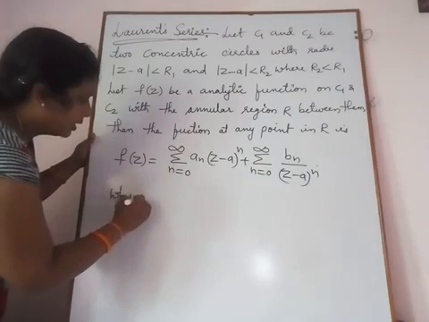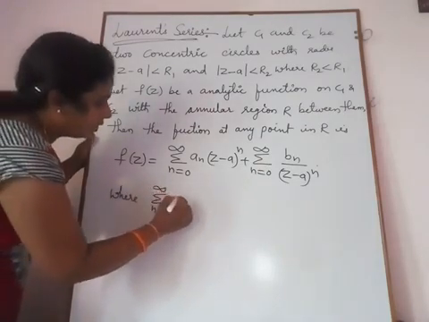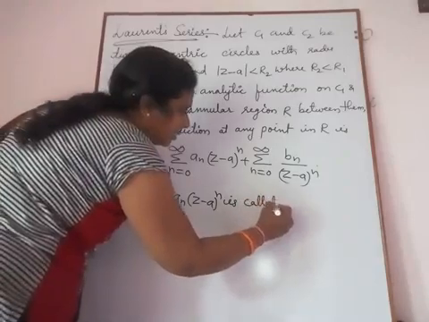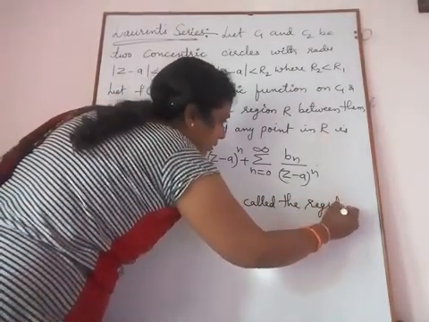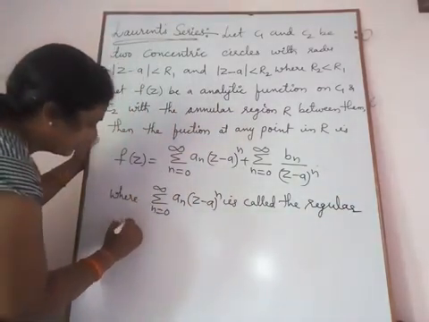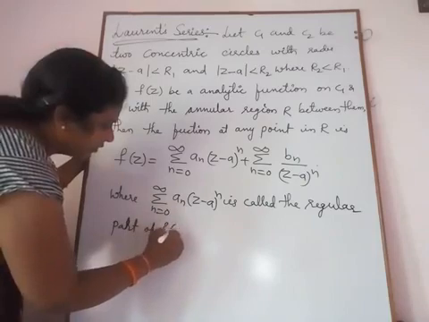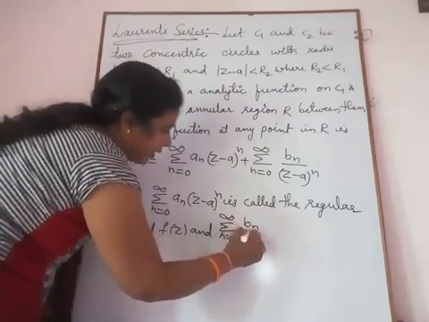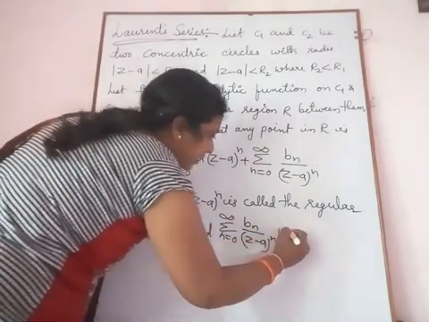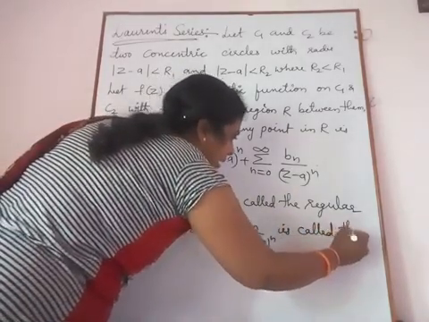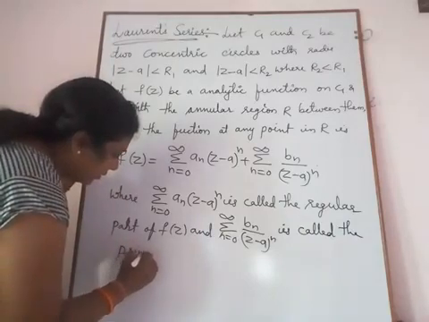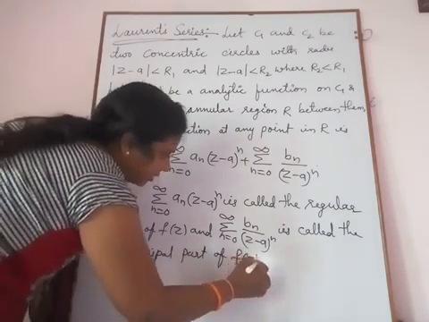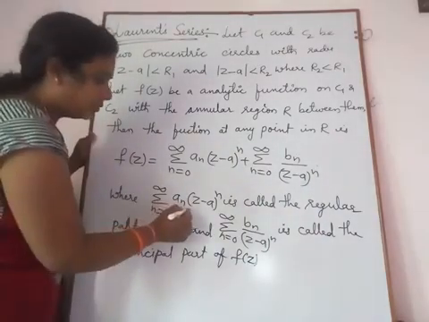where sigma n equal to 0 to infinity an into z minus a whole power n is called the regular part of f of z, and sigma n equal to 0 to infinity bn by z minus a whole power n is called the principal part of f of z.